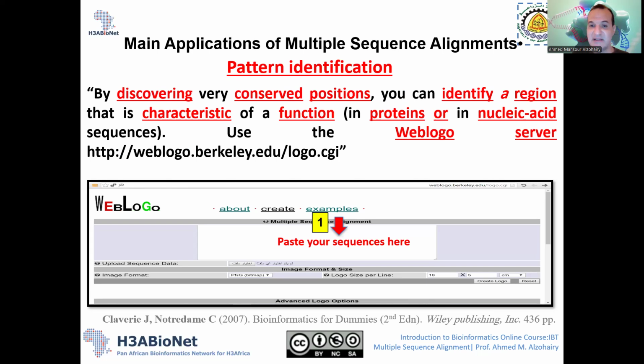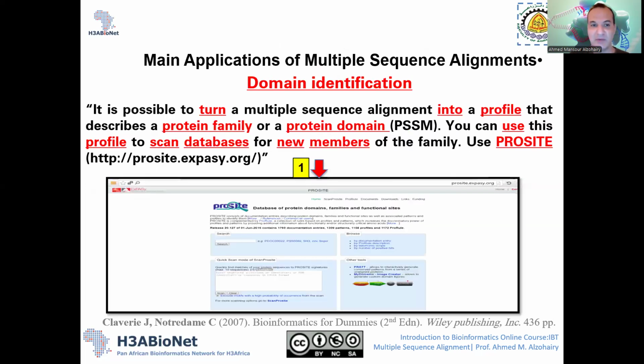So if you have genes or proteins and you would like to know what pattern exists through all these proteins, a group of proteins or group of genes, you can simply use multiple sequence alignment. Some programs like WebLogo, we'll talk about it later. Simply, you can gather your multiple sequence alignment, put it in a program like this, and it can detect the pattern for your sequences.